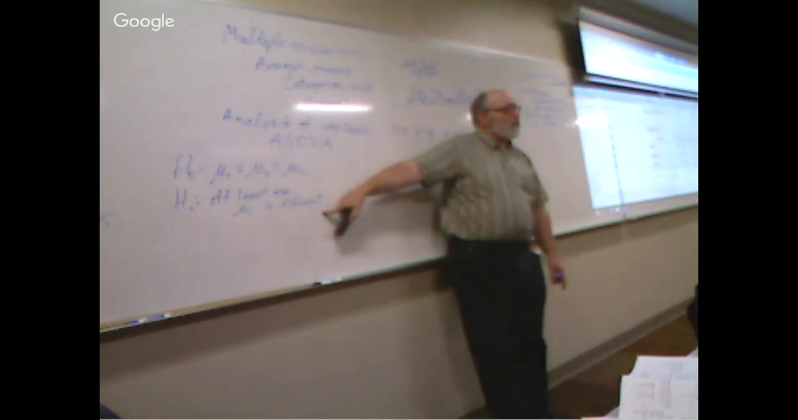Most people don't get this. They don't know what the null hypothesis is for ANOVA. And so when it comes to that question on the test, they're not able to answer it because they don't know what they're looking for.